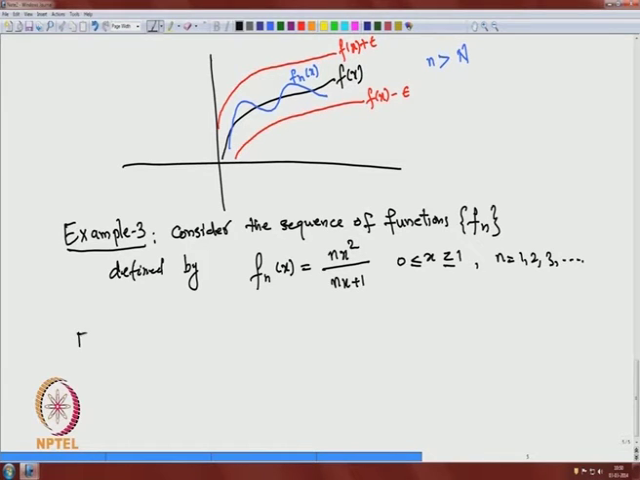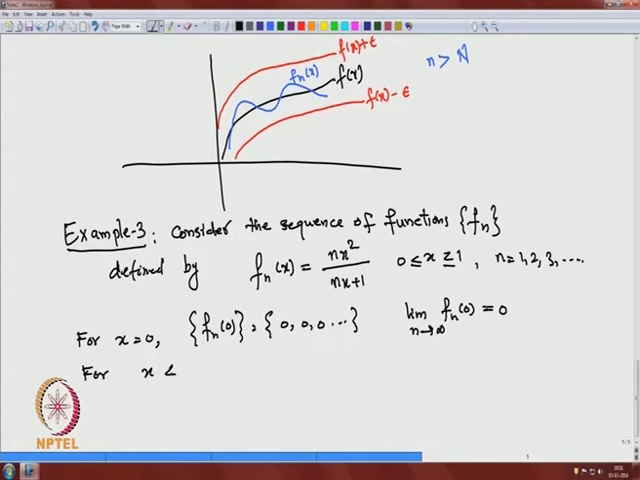So, obviously when I fix x equal to 0, fn(0) is a 0 sequence and that converges to 0 as n goes to infinity. So, at x equal to 0, the given sequence of functions converges to 0 pointwise. And also for x strictly greater than 0 and less than or equal to 1, fn(x), which is given by nx squared by nx plus 1.